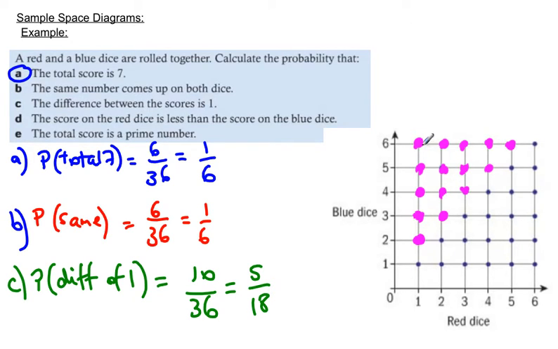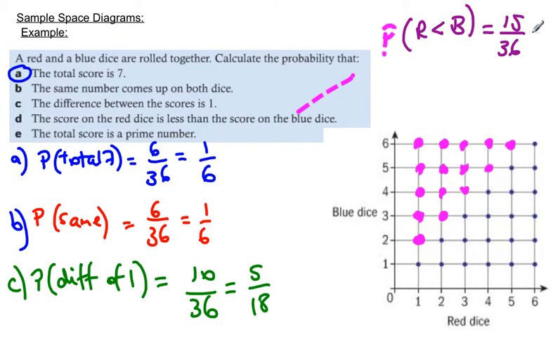And if we count them, 1, 2, 3, up to 15. So probability of red less than blue. What do we say? 15, right? Out of 36. We could also cancel that down to 5 out of 12.